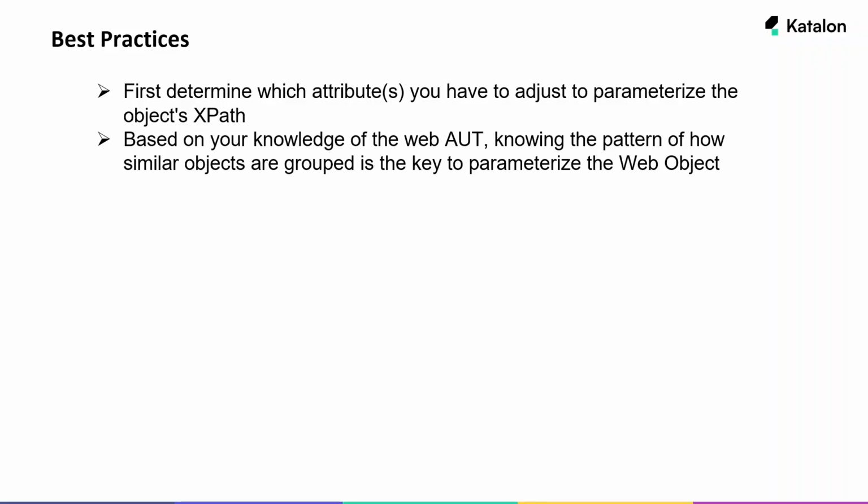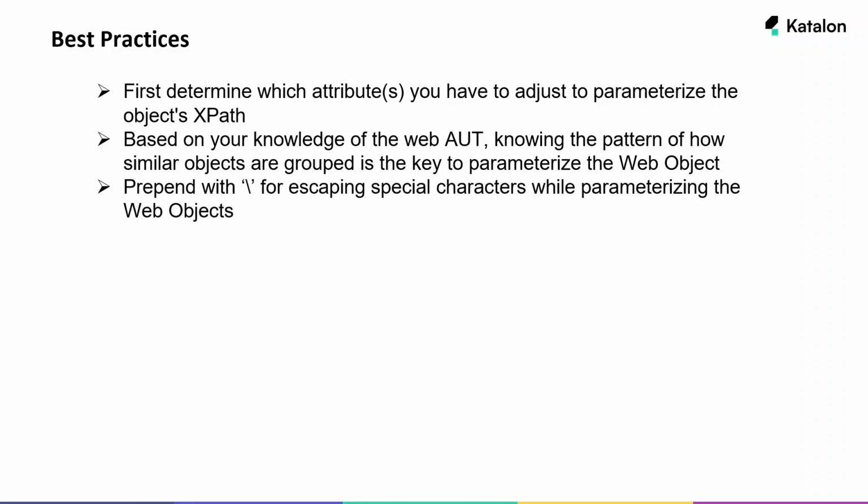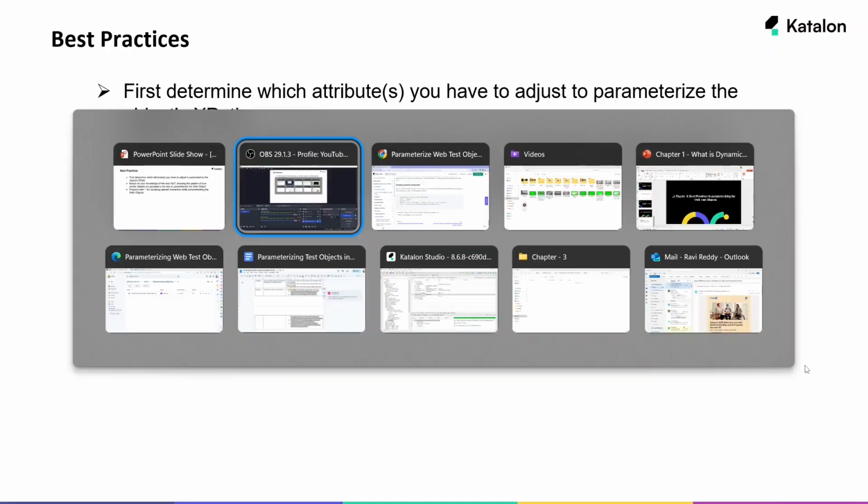And the next best practice: based on your knowledge of the web application, it is very important to know the pattern of how similar objects are grouped to parameterize the web object. And then you need to prepend with a backslash for escaping special characters while parameterizing the web objects. This is very important. What do you mean by that?